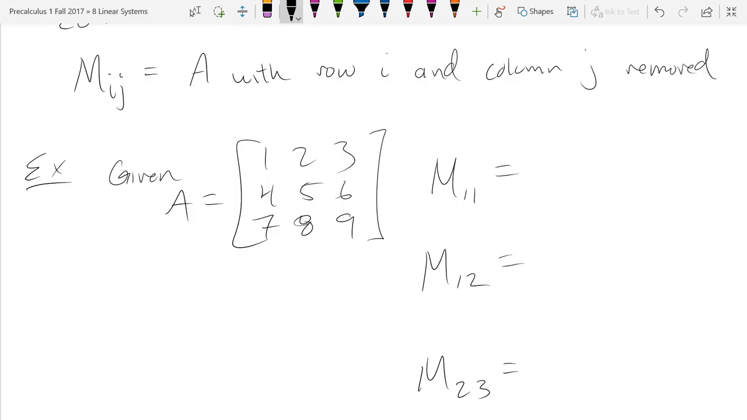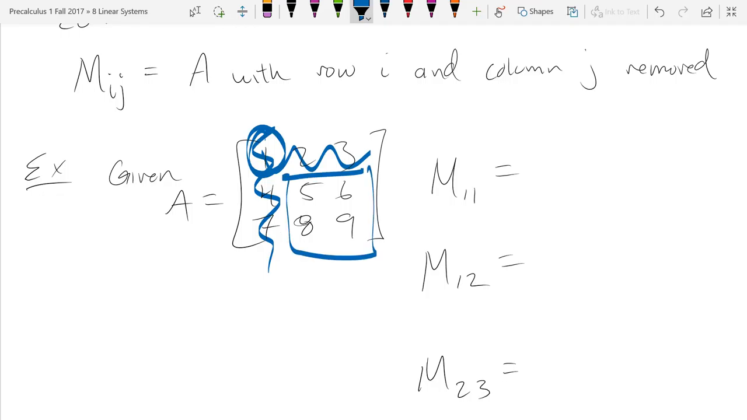All right, for M11, this is a good time, if you have a second pencil or pen, you can cover up a row or column on your matrix, and you can use your finger to cover the other row or column. So for 11, we're looking at entry 11, and what you want to do is cross out that column and that row. Now, I'd recommend you don't scribble over top of your matrix because you can't erase as easily as I can. So this is where you just want to put something over top of that row and column, and all we're doing is taking the remainder. So we're pulling out row 1, column 1, and we're looking at what's left. So we have the matrix 5, 6, 8, 9. So that is our 1,1 minor.